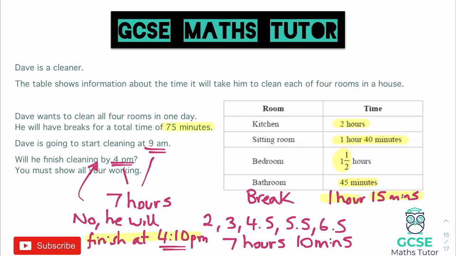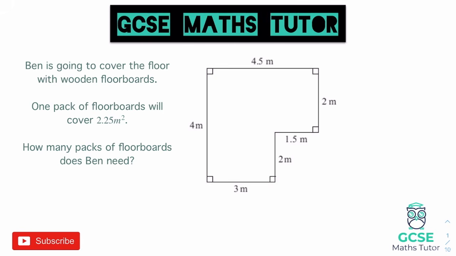It says Ben is going to cover the floor with wooden floorboards, and it gives us a diagram of the floor. It says one pack of floorboards will cover 2.25 metres squared. How many packs of floorboards does Ben need? So the first thing that we actually want to work out here is the area of this compound shape. And there are two different ways of doing that.